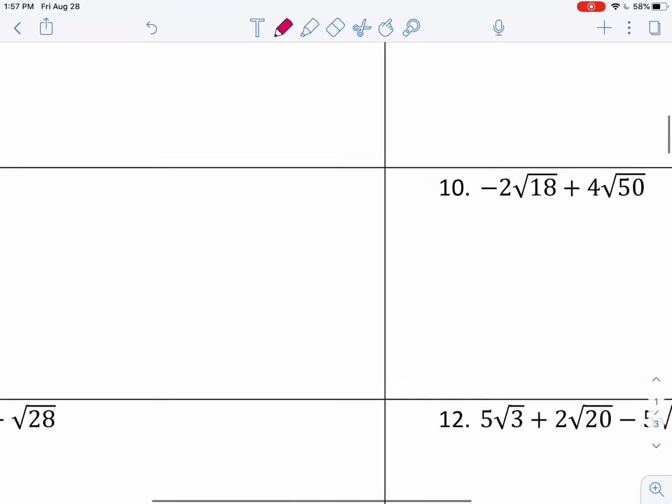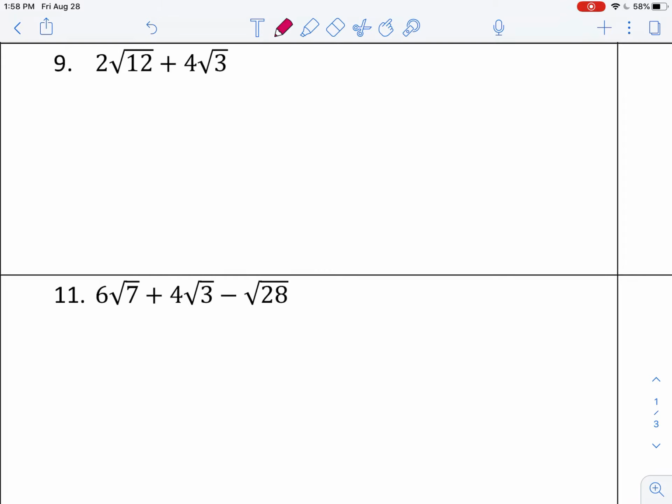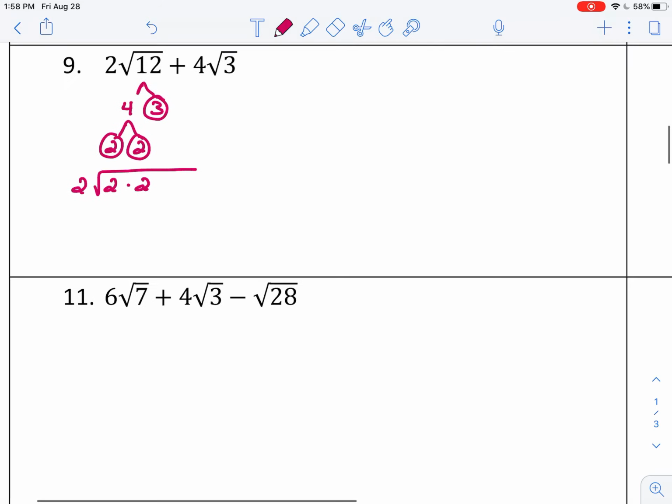So that's the answer to that one. So number 9, you look at this and you just think, well, those aren't like terms, and we can't do anything. Except 12 is not fully broken apart. 12 is made up of a 4 and a 3, which, by the way, I already broke apart a 12 earlier on number 4 of your notes. So we should already be expecting to find a pair of 2s, but I'm going to write out my work anyway.